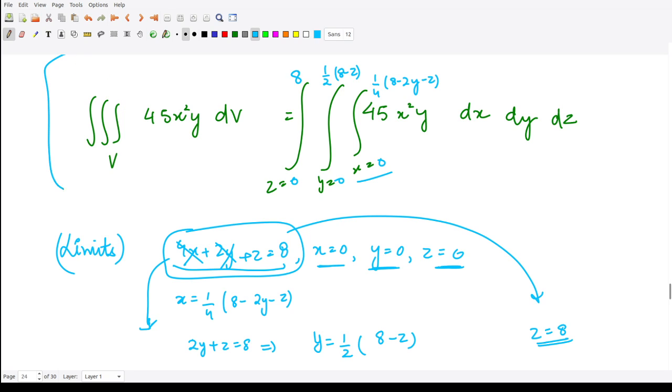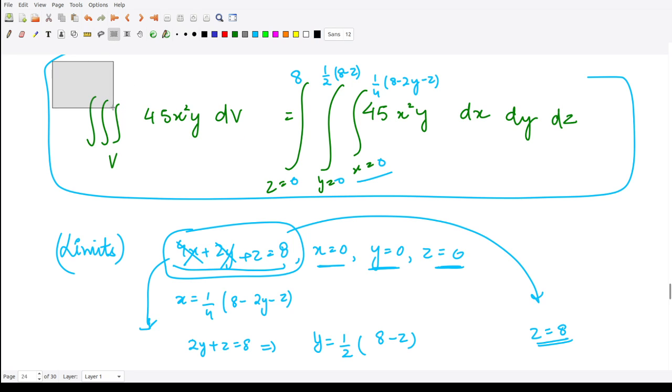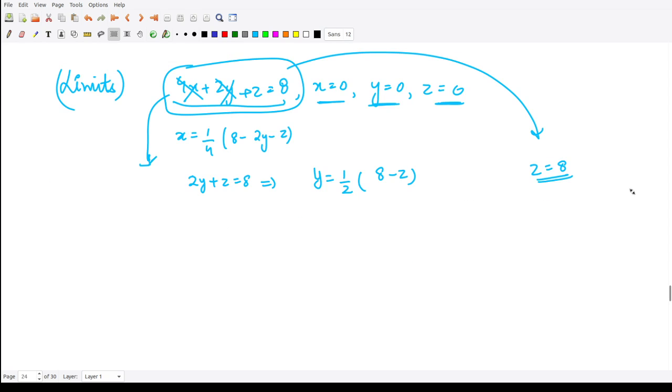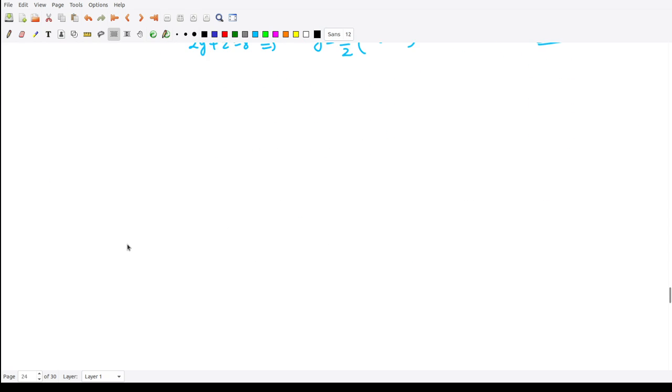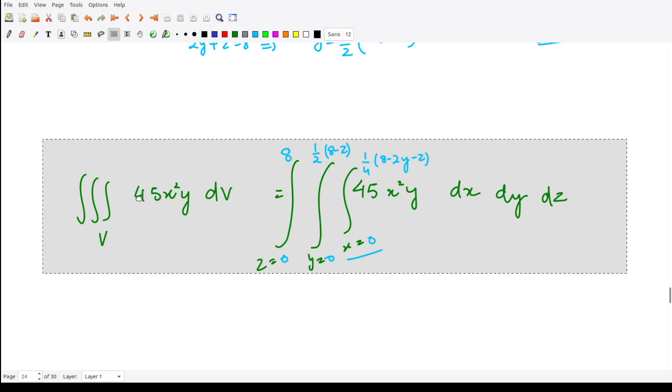So this is the integral that I wanted to solve now. So let's solve this particular integral.